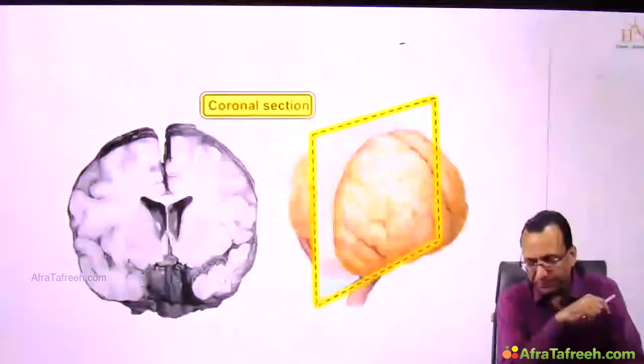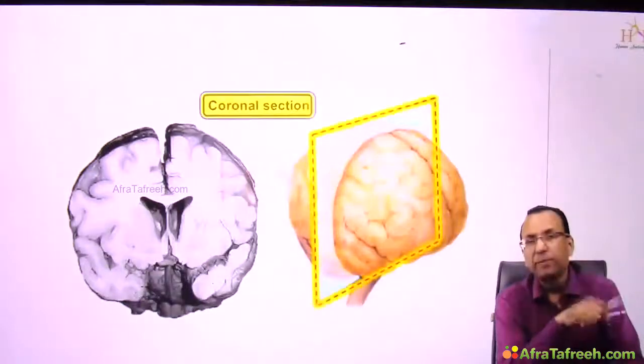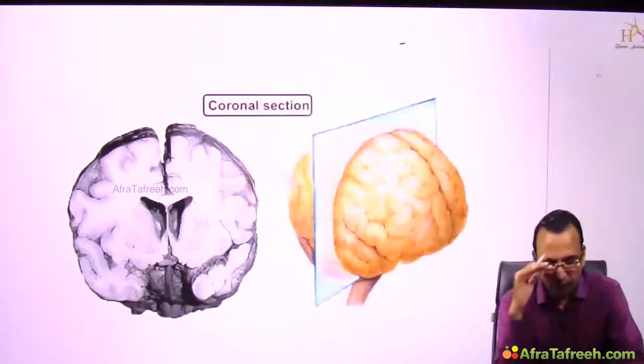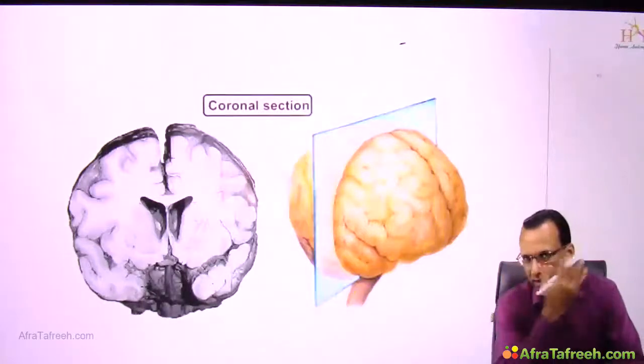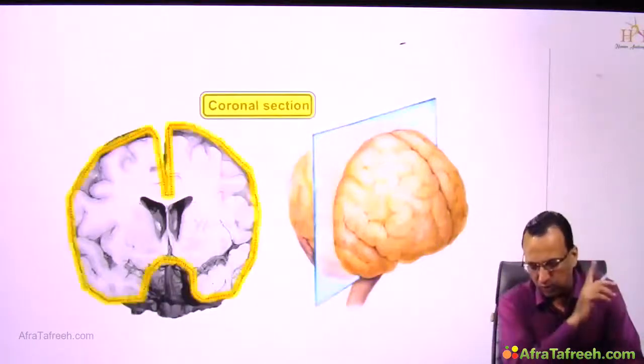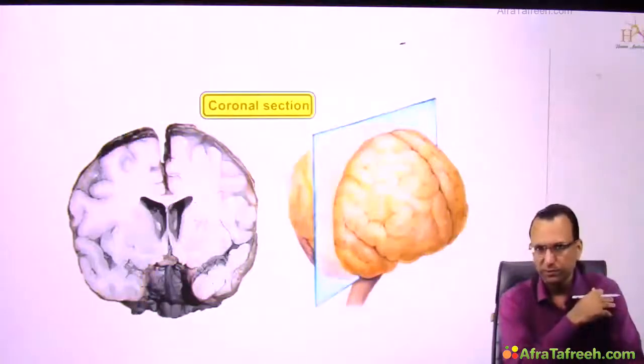What about the developing brain from the front view? You have taken a coronal section now. So you have taken a coronal section of the brain, removed the anterior part of the brain, and look at the front view of the brain. You want to look at the developing brain from the front view, coronal section.